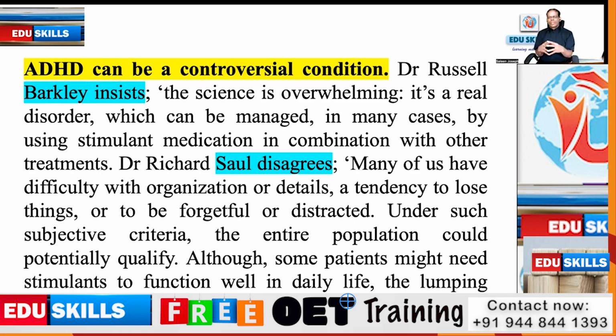Now, the controlling idea in the topic sentence tells you clearly there is a controversy between two people. Barclay insists, or here you can say Manju insists. Saul disagrees, or Shalini disagrees. So looking at this paragraph, you can definitely say the question will be either about the opinion of Barclay or of Saul. So if the question speaks about Saul, immediately you can come here. You need not read the beginning part. The question will have the name of one person.